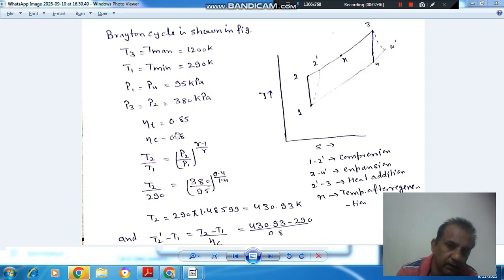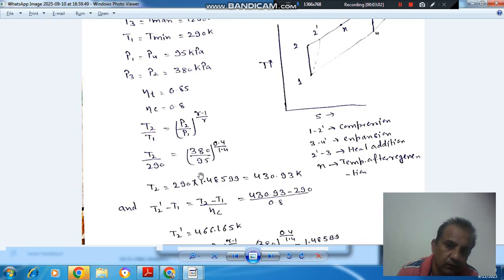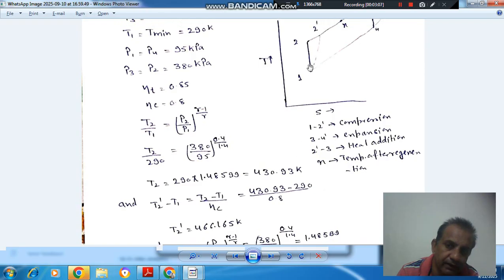Efficiency of turbine is 85%. Efficiency of compressor is 0.8. If we apply the isentropic relation between 1 and 2, then T2 by T1 is equal to P2 by P1 to the power gamma minus 1 by gamma. Gamma is 1.4, P2 is 380, P1 is 95, and T1 is 290. So we can find out T2. T2 comes out as 430.93 Kelvin. After finding T2, we can find T2 dash by using isentropic efficiency.